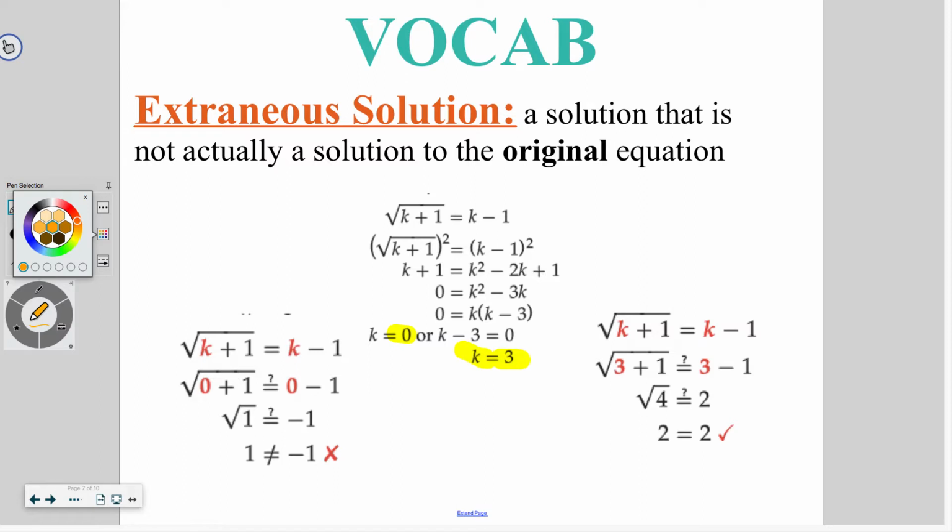0 plus 0 is 1. 0 minus 0 is negative 1. The square root of 1 is 1, not negative 1. And then double checking on the other side, I plug in 3. Square root of 3 plus 1, which is 4, does in fact equal 2. So our solution here is k is equal to 3. The extraneous solution is k is equal to 0. So you have to decide if those answers actually work for the original problem.